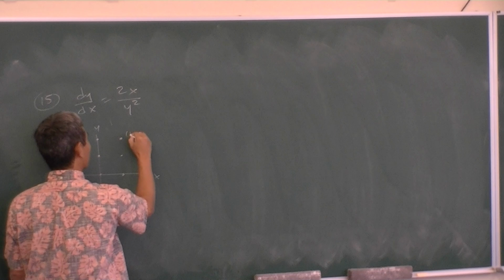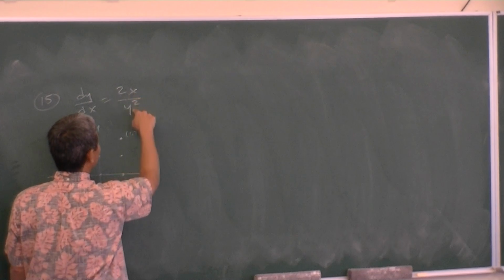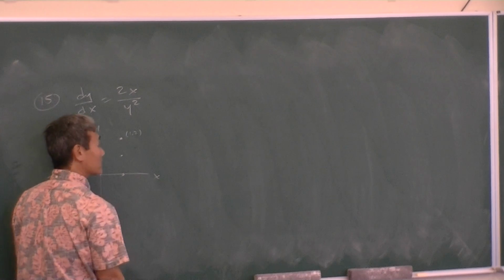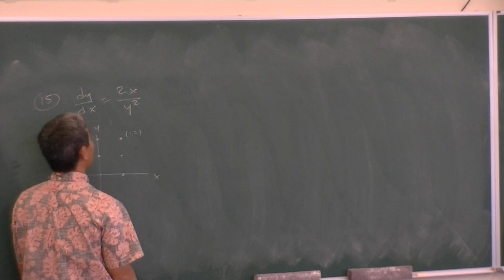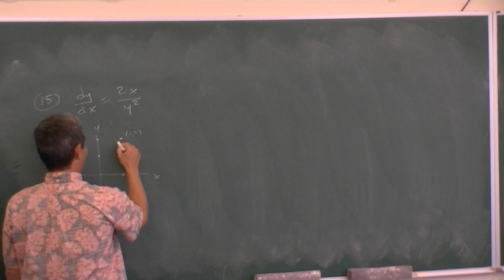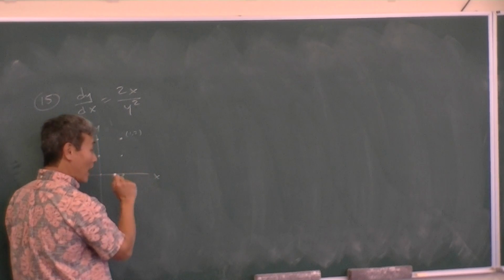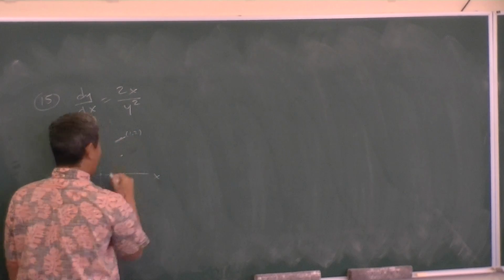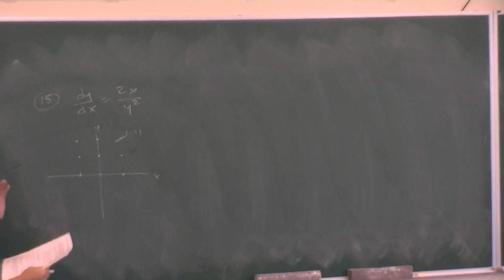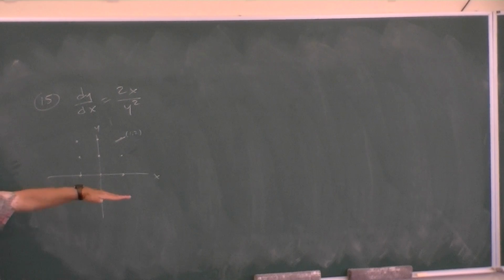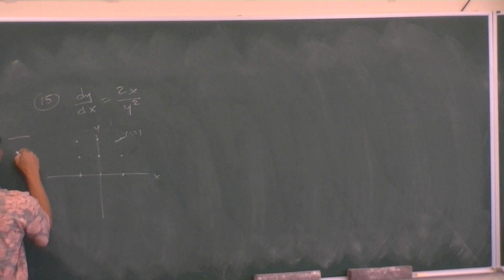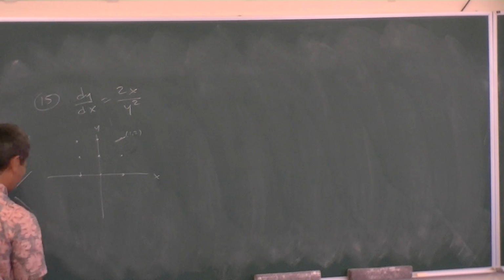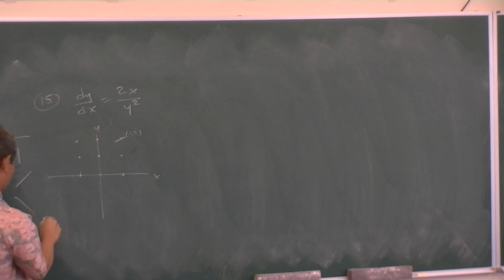So here's the point 1, 2. If I plug in 1 for x and 2 for y, you get 1/2. So you draw a hash mark that has a slope of 1/2, because dy/dx means slope. On the AP exam, you just have to know the difference between 0, undefined, 1, -1, and bigger than 1.